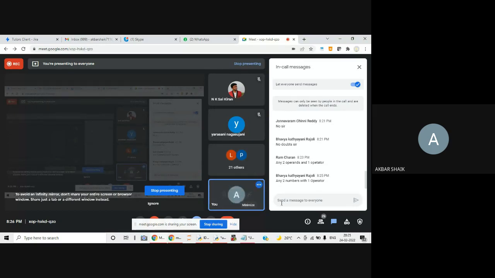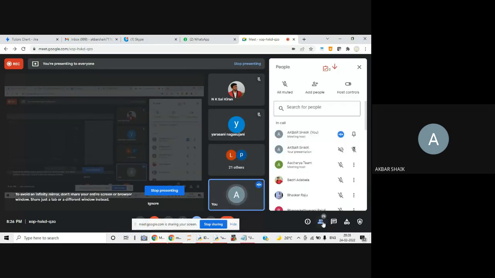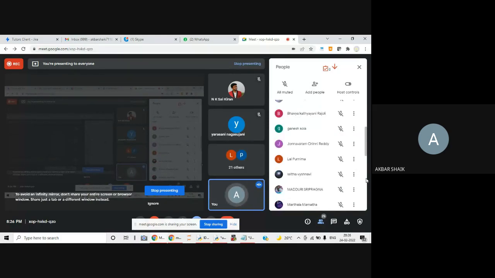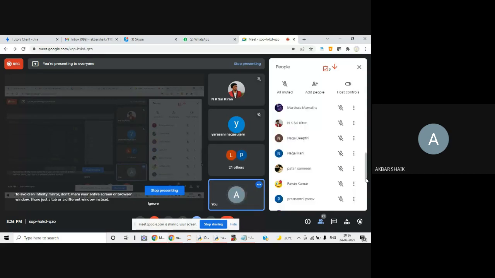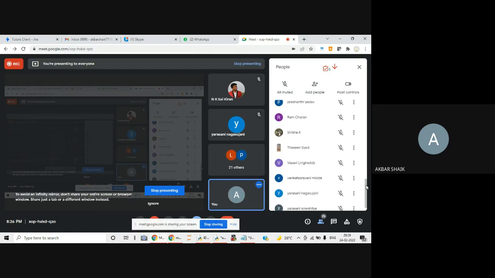Remaining students, please respond. Padri, Bhaskar Raju, Ganesh, Chinireddy, Purnima, Vaishnavi, Sri Prajna, Mamata. Please respond in the chat box. Sai Kiran, Nagadipti, Nagamani, Samreen, Pavan Kumar, Prashant Yadav, Sirisha, Tahasin, Vasavi Lingareddy, Venkatas Ravani, Naga Sujani, Saushilia. Please respond. Why are you people not responding?